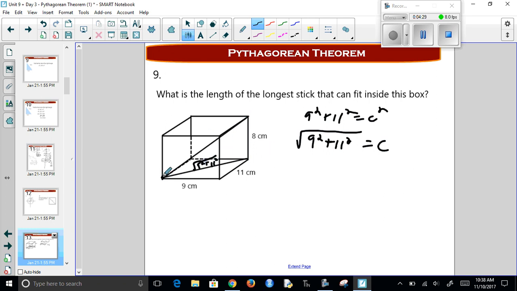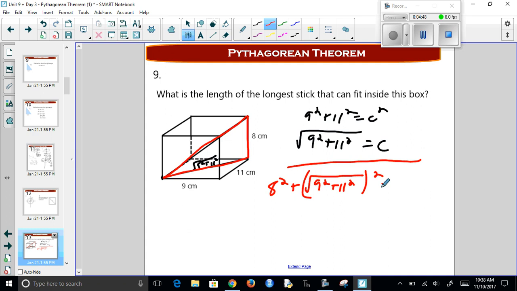Now, if I want to find this, we have another right triangle that contains the side we need. I'll outline it in red. So now, I'm going to take 8 squared plus the square root of 9 squared plus 11 squared, and then I'm going to square that. That's going to equal c squared. Well, 8 squared is 64. I'm going to hold up. Instead of doing that, I'm so tempted to solve this problem. I'm just going to go one step further. I'm going to square this, so I have 9 squared plus 11 squared, and now I can square root this.